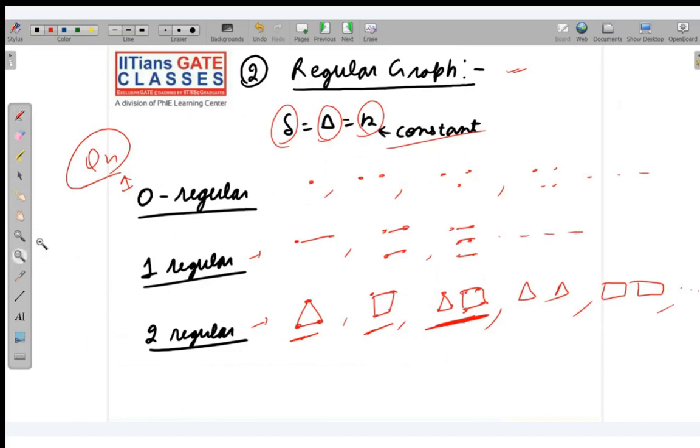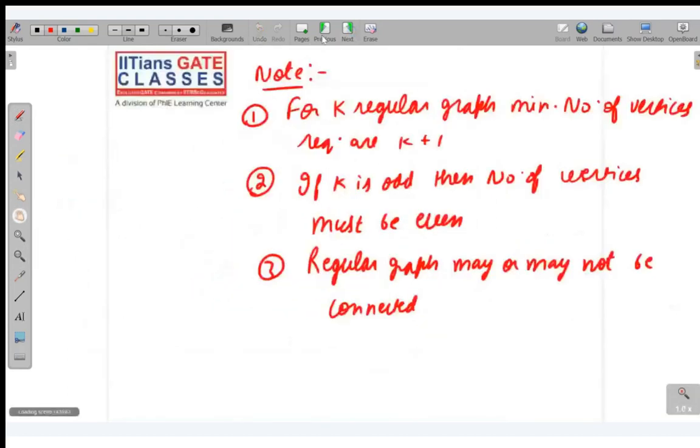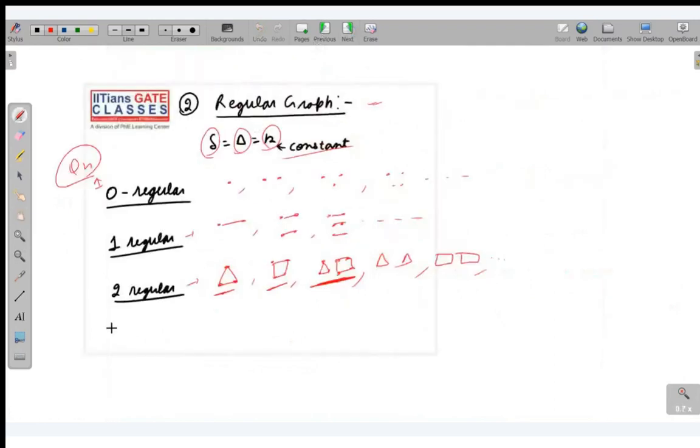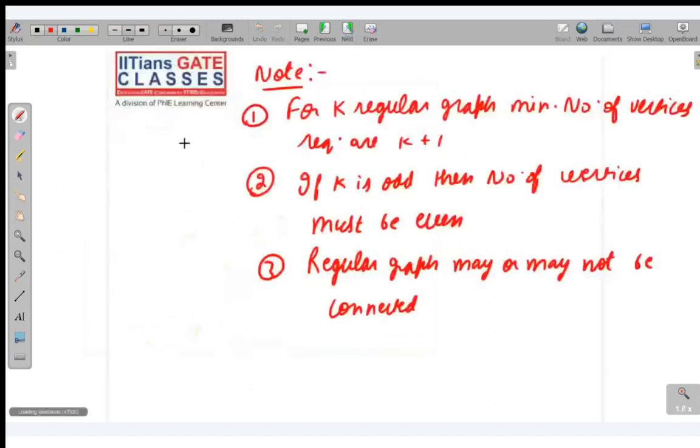Okay, so 3 regular I have not shown. Example of 3 regular, like this. Every vertex is of degree 3. Yes, sir. Okay, and so on. So that is not required. Okay, so this is regular graph. So now I will tell you some important points. Let me jump to the next slide. Take snapshot. Done, sir.